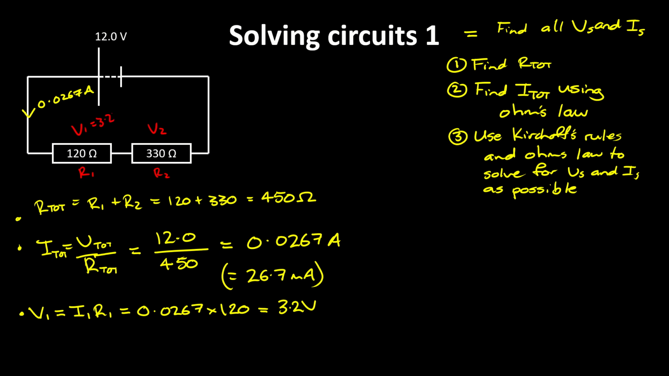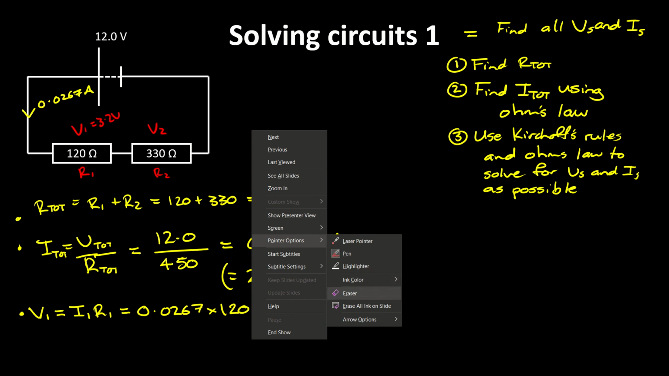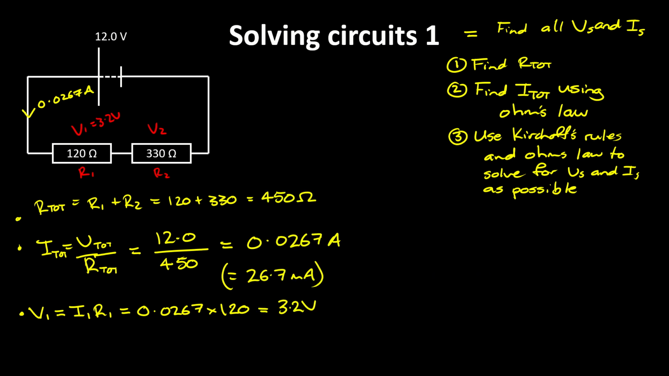So it's 3.2 volts there. Okay. Now, the next thing we've got to do, so we already know the current everywhere, and we know one of the voltages. We've just got to find V2 now. Now, V2, we could do the same thing again. We could use Ohm's law and just use the other resistance, and that would tell us the voltage. But there is another way to do it.